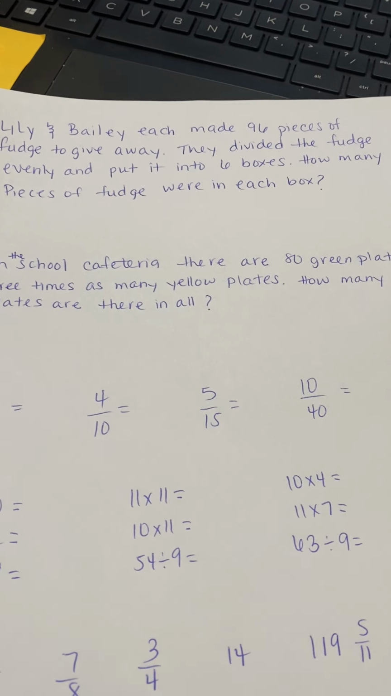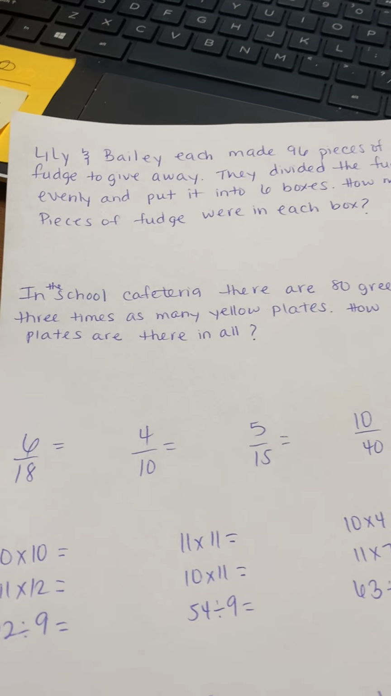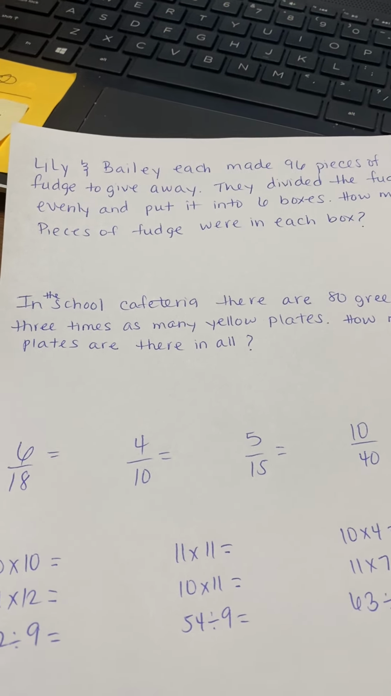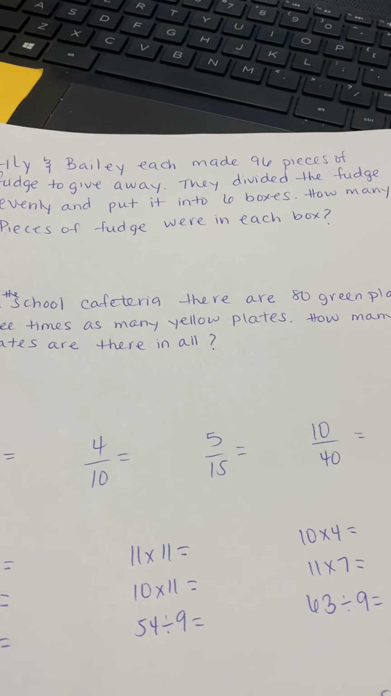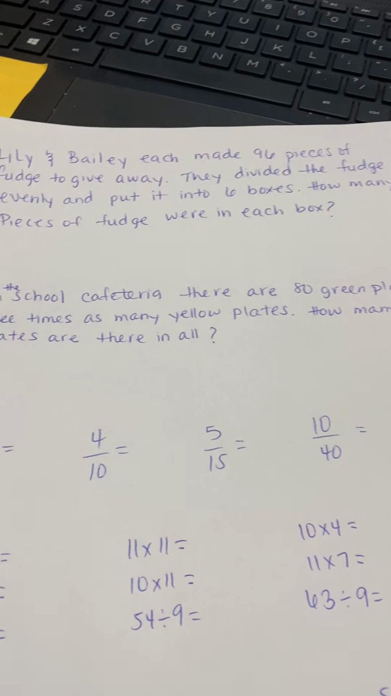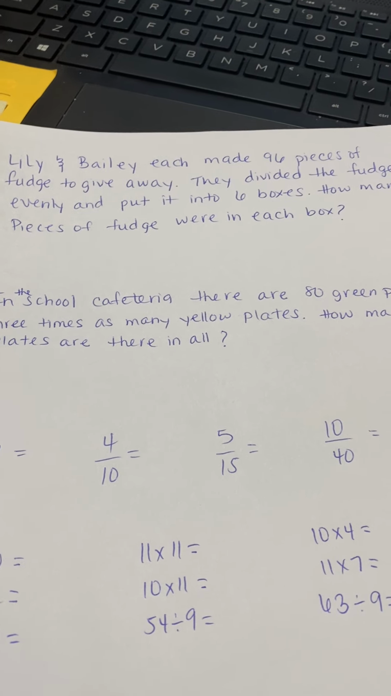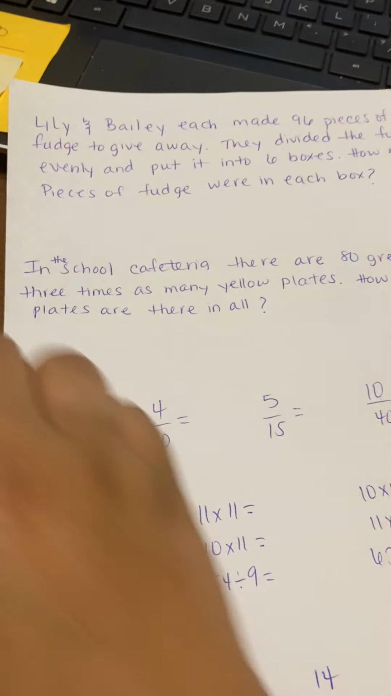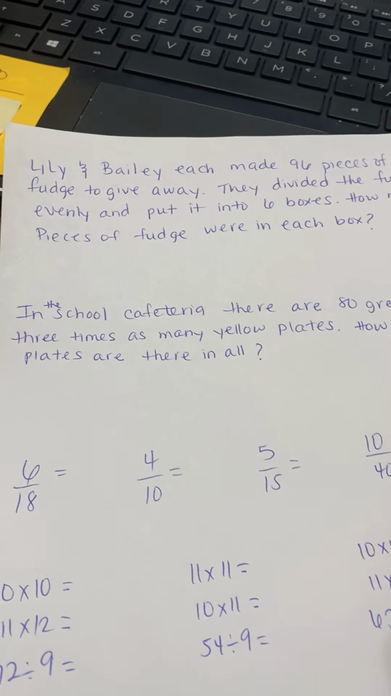We are on page 248 in the story problem. Lily and Bailey each made 96 pieces of fudge to give away. They divided the fudge evenly and put it into 6 boxes. How many pieces of fudge were in each box? So in order to find our final answer, we need to do 2 parts.